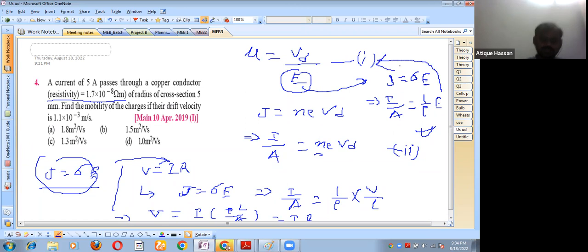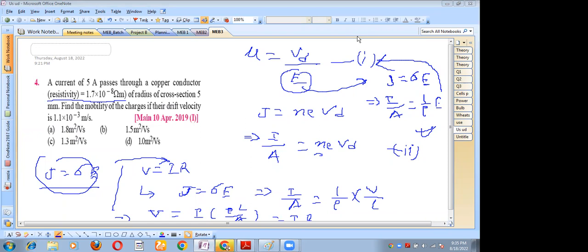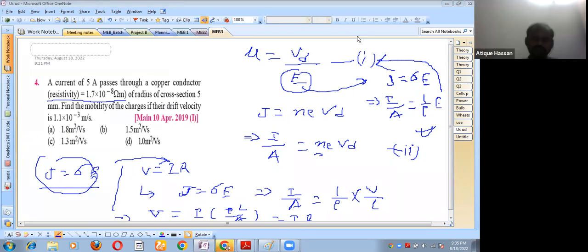JEE Main questions seem to be easy, but they are not so easy. You have to apply the concept to solve it, right? Are all of you getting what I am trying to say? Yes, sir. Are you solving this question?